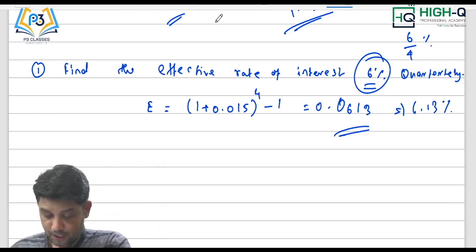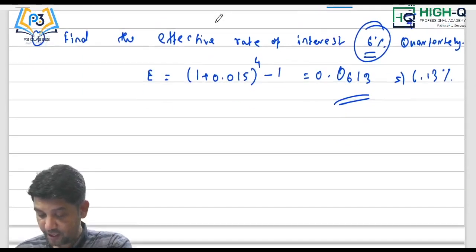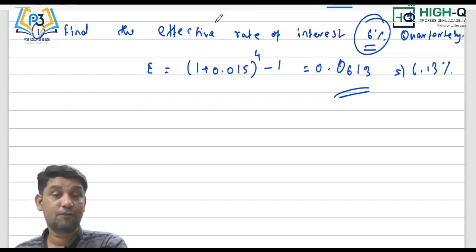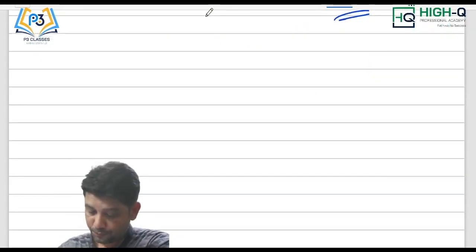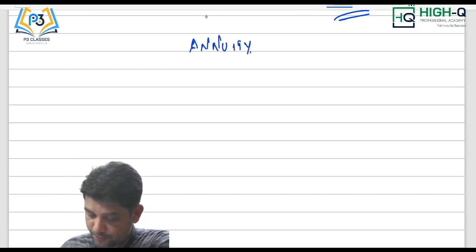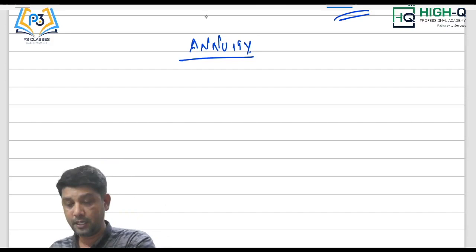So this is what we call the effective rate of interest, my dear. What do we call effective rate of interest? Of course, based on this, questions can be asked, and definitely they are going to ask. Now, the very important part which I'm going to start is annuity.